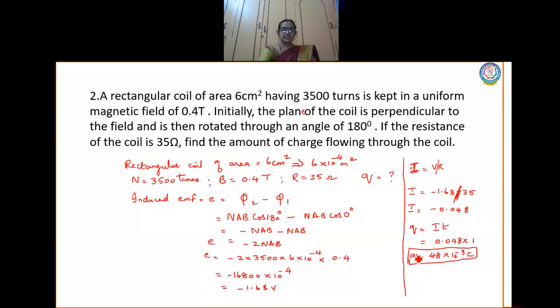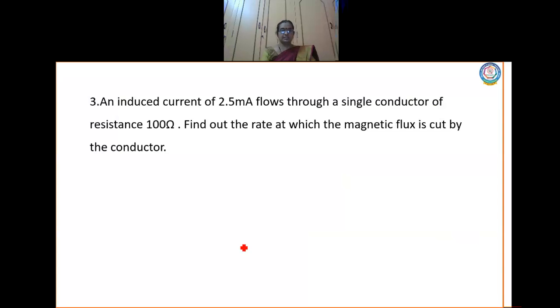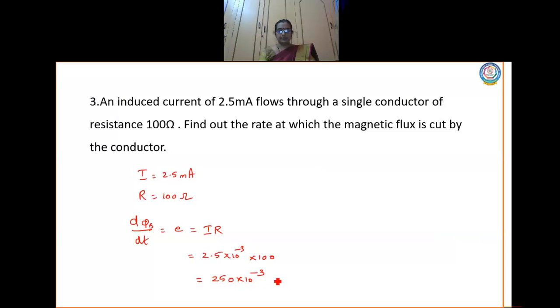And the next sum, I'll just give you the formula. Everything is given. I is the induced current, 2.5 milliampere. Resistance is 100 ohm. You need to find out the rate at which the magnetic flux changes. So it is d phi by dt, which is nothing but the induced EMF, which is equal to I into R. So I is 2.5 into 10 power minus 3, into 100. You will have 250 into 10 power minus 3 Weber per second as the answer.